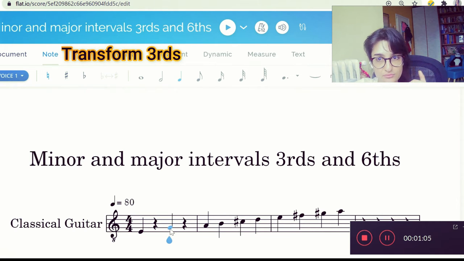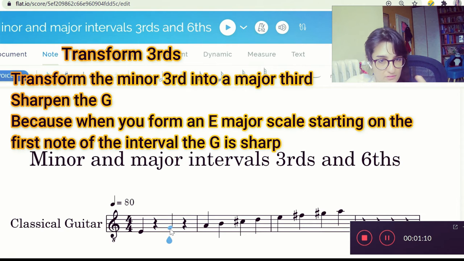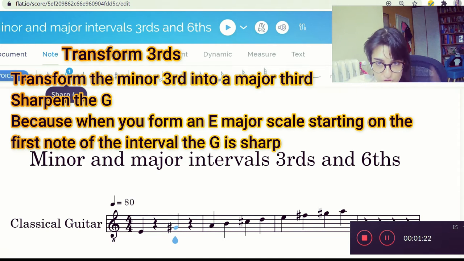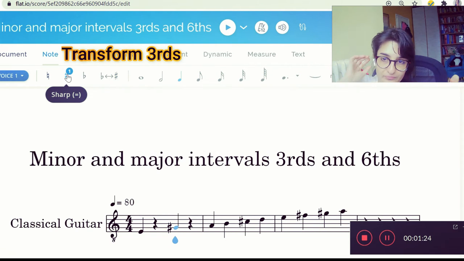Now they might ask you, transform this into a major third. And I think you already have the answer by now. You form your scale on E major, and you will know that the G is sharp, and therefore to transform it into a major, you sharpen the G. Now, the opposite, going from major to minor, is a little bit trickier, just a little bit.